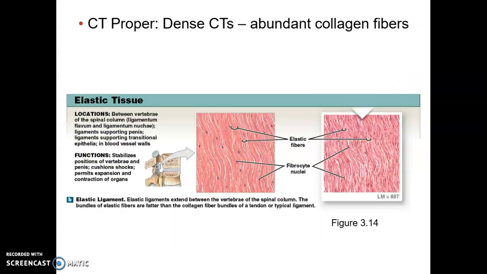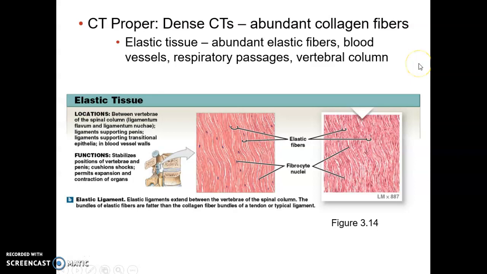All right, moving on to elastic tissue. It's referred to as elastic tissue because it has an abundant supply of elastic fibers. These are found in blood vessels that have elasticity, like the larger arteries that we'll talk about when we do the cardiovascular system, in our respiratory passages when we do the respiratory system, and within the vertebral column, specifically within some of the structures that help cushion and support the vertebral column.